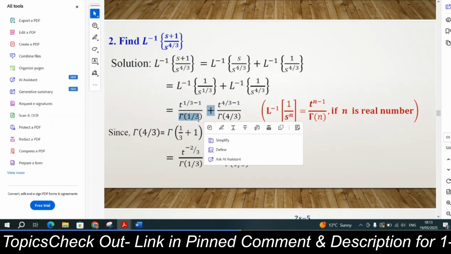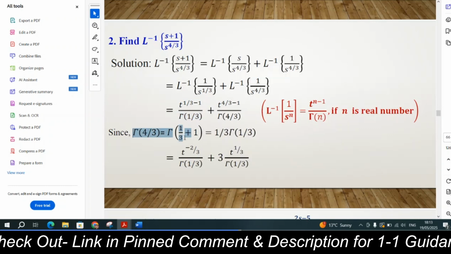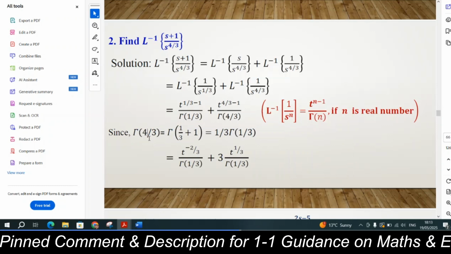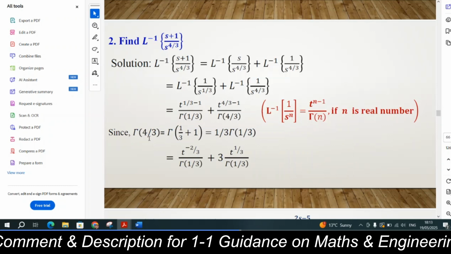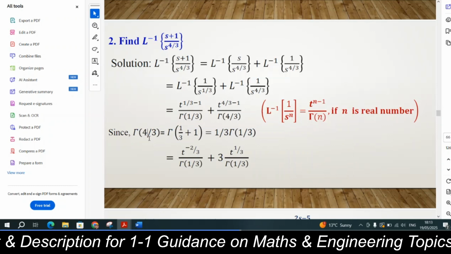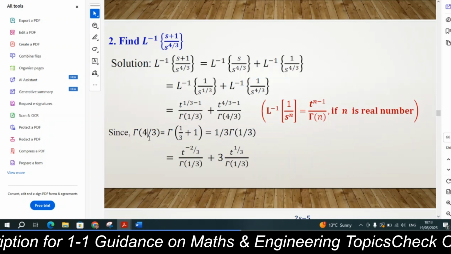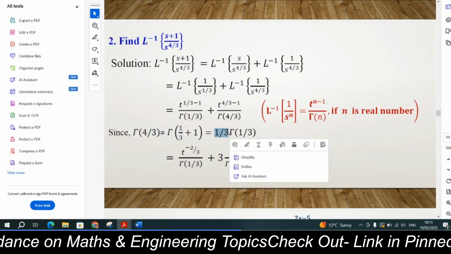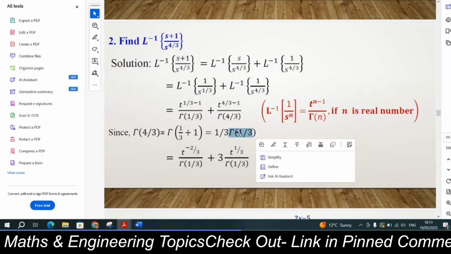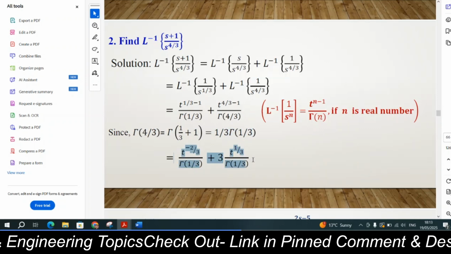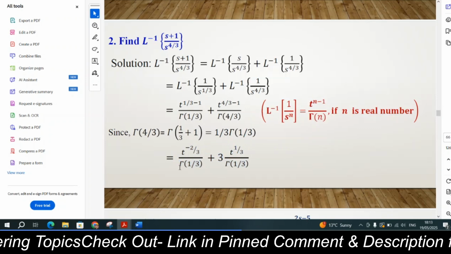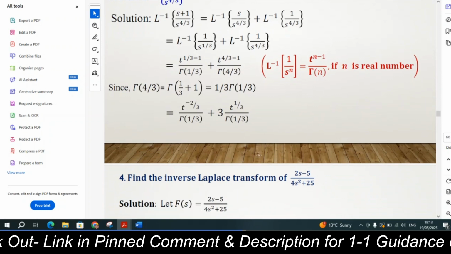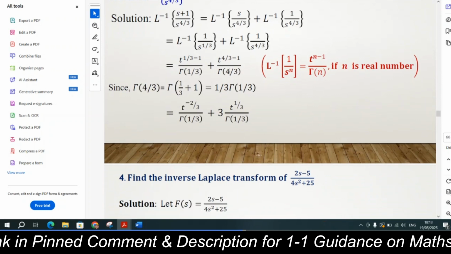Now this is where you have the power as a fraction. So you will use the gamma function. In the numerator you'll have the power of t, and in the denominator you'll have the gamma function. Now again, over here you have this function as well. I'm not sure if you know this: gamma n is n minus 1 into gamma n minus 1. So gamma 4 by 3 is written as gamma 1 by 3 plus 1, which is 1 by 3 into gamma 1 by 3, and this can be substituted over here, and that is what they have done.